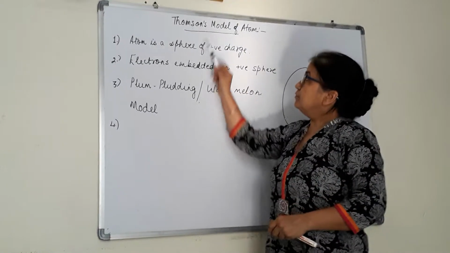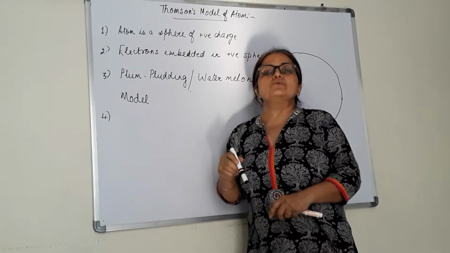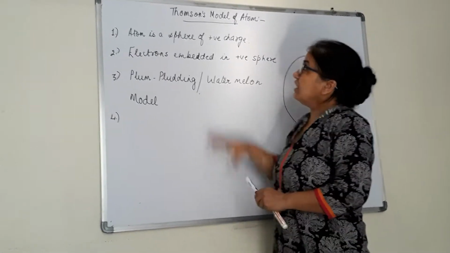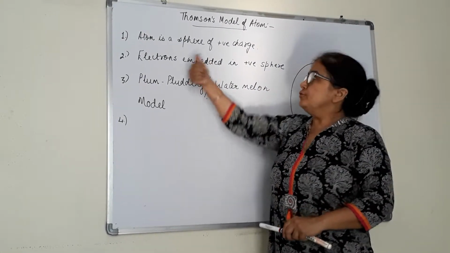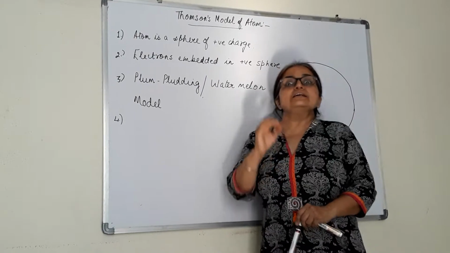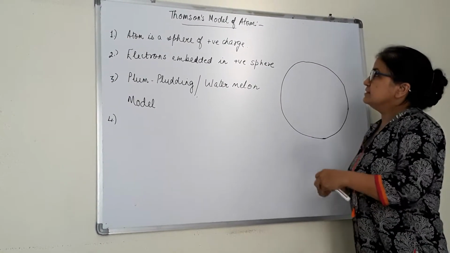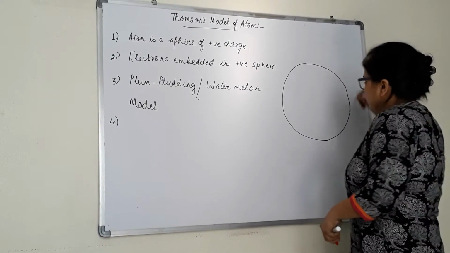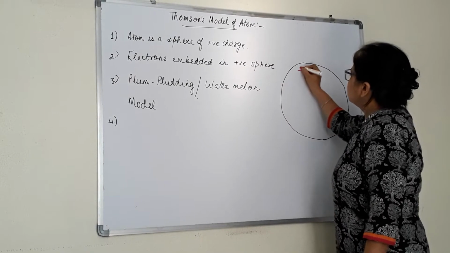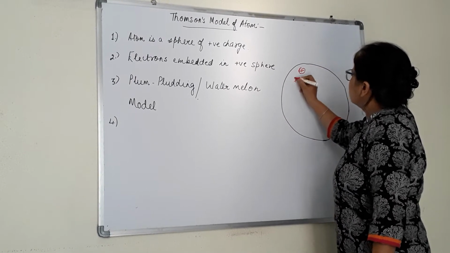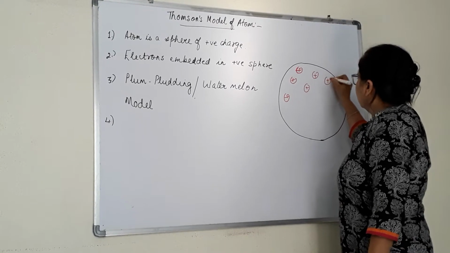First we will discuss the first atomic model which was introduced. What are the main points included in Thomson's atomic model? The first one is that the atom is a sphere of positive charge. If I take this as a sphere, it was a sphere of positive charge, meaning the positive charge was distributed throughout the atom.